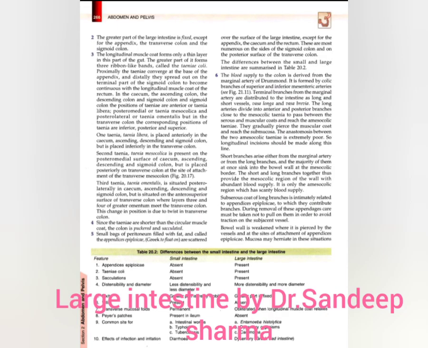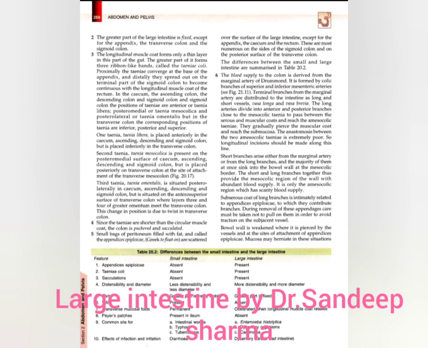The greater part of the large intestine is fixed except for the appendix, transverse colon and sigmoid colon. Third is the longitudinal muscle coat, which forms a thin layer in this part of the gut. The greater part of it forms three ribbon-like bands, which are called tinea coli. Proximally the tinea converge at the base of the appendix, and distally they spread out on the terminal part of the sigmoid colon to become continuous with the longitudinal muscle coat of the rectum.